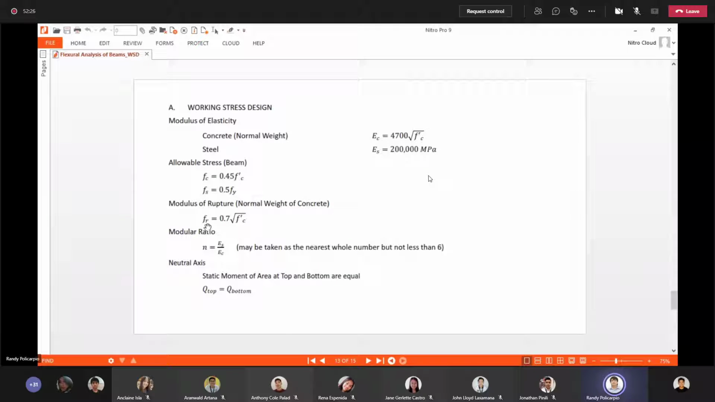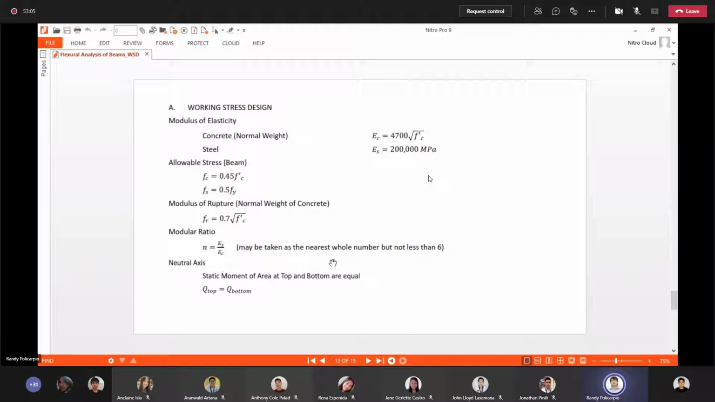Then for the determination of the modulus of rupture for normal weight concrete. So again, this is for SI units, no? Fr is 0.7 square root of F prime C, no? Then the determination of the modular ratio. The modular ratio designated as n is equal to Es over Ec, may be taken as the nearest whole number. So, kapag nag-compute ka kung ano yung whole number, yun ang i-consider mo.